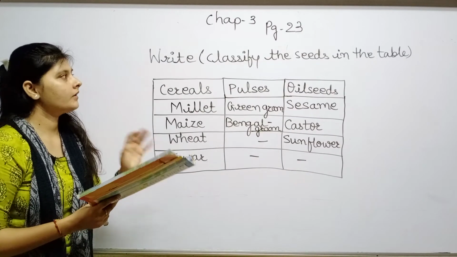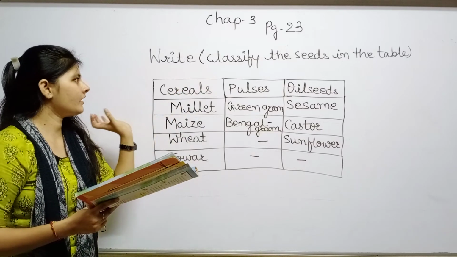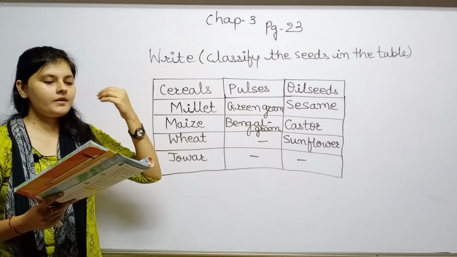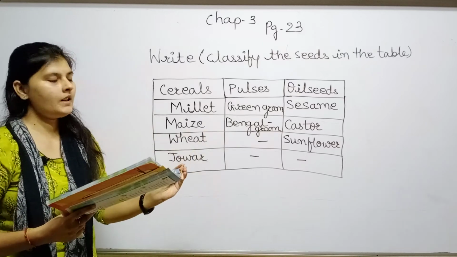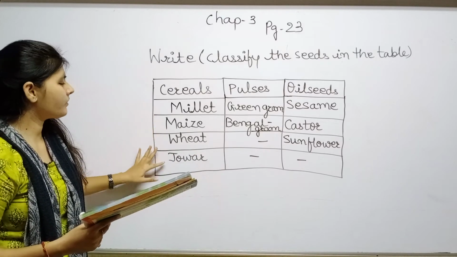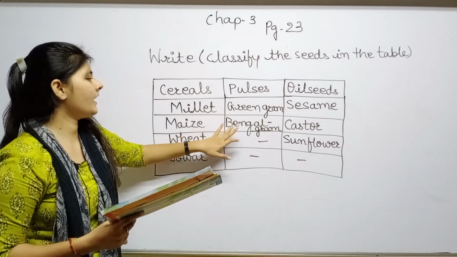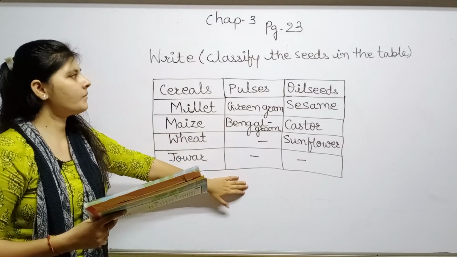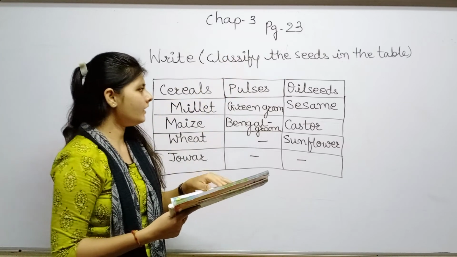Okay, so this is another kind of activity on page number 23 that we have to discuss, and we have to classify the cereals, pulses and oil seeds, right. Whatever we have discussed in the earlier tables, the kinds of beans and the seeds we have discussed, we have discussed that millet, maize, wheat and jowar are cereals, right. And talking about the pulses, it is green gram, then bengal gram or peas. These are the pulses, but I am not writing here just because we have to classify with the help of the table below which is given in your textbook, right.